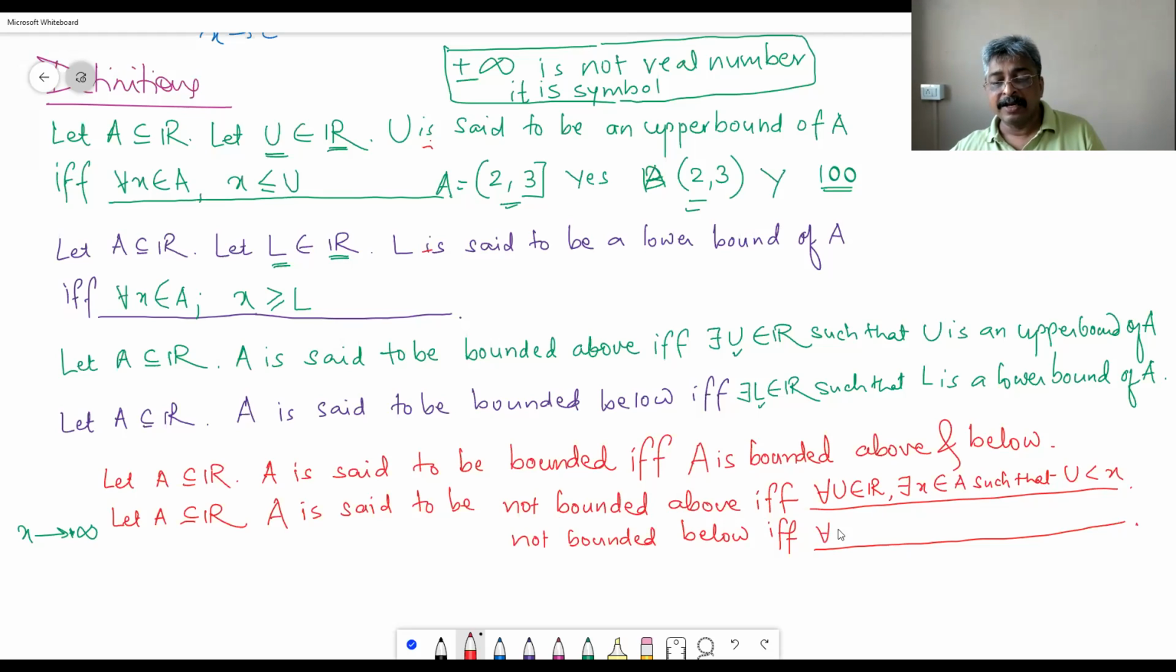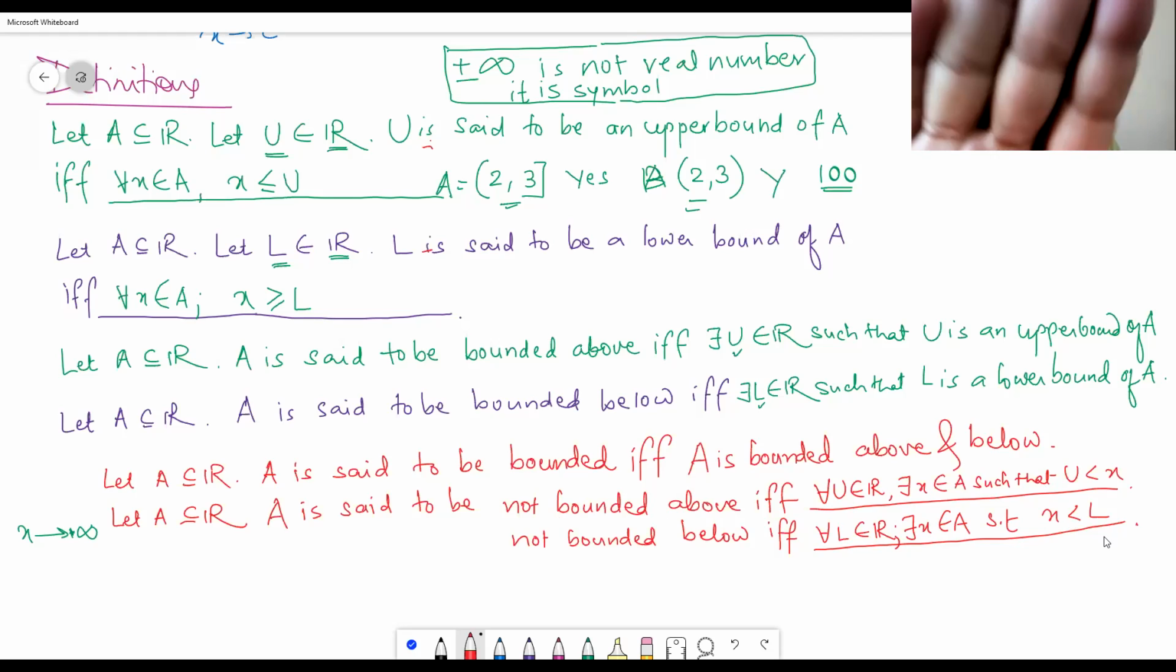For every L belonging to R, there exists x belonging to A such that x is less than L. Not bounded below.